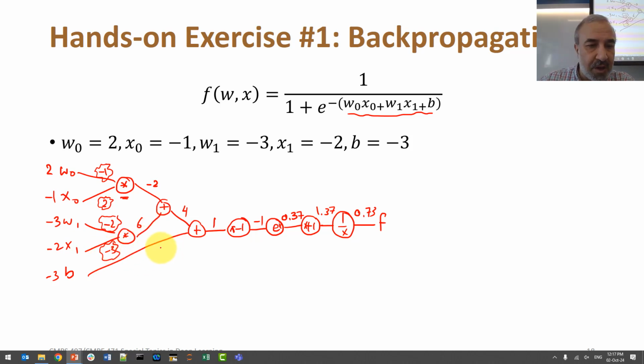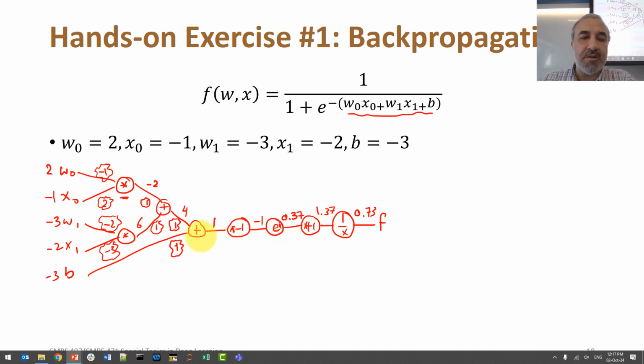Okay. And how about this one? Okay, let's do this one. What's the derivative with respect to this one? It's addition. The derivatives are 1, right? So are constant. So this is 1, and also this is 1. And how about this one? 1 also. How about this one? It's 1 also.